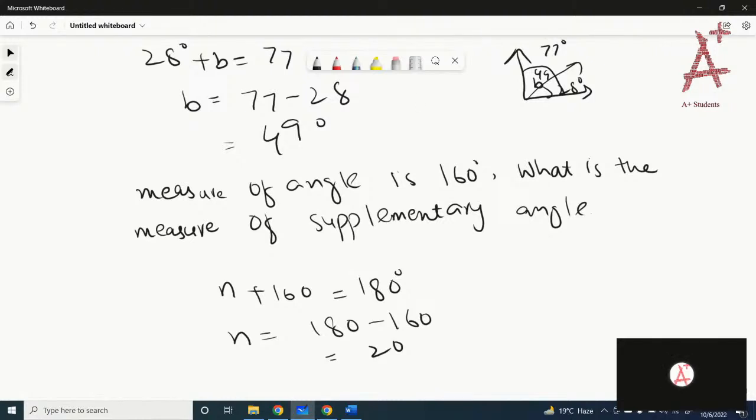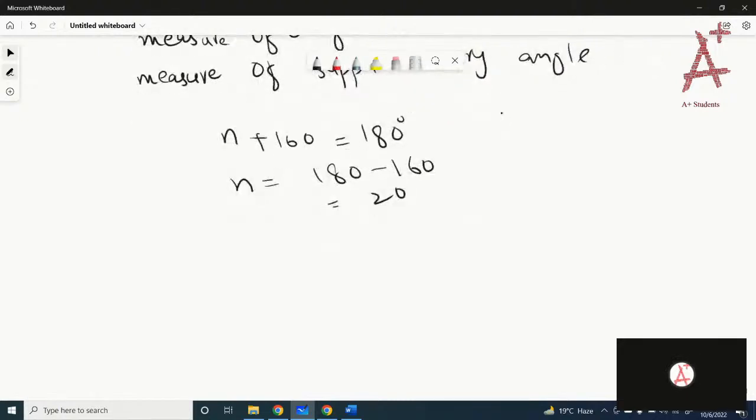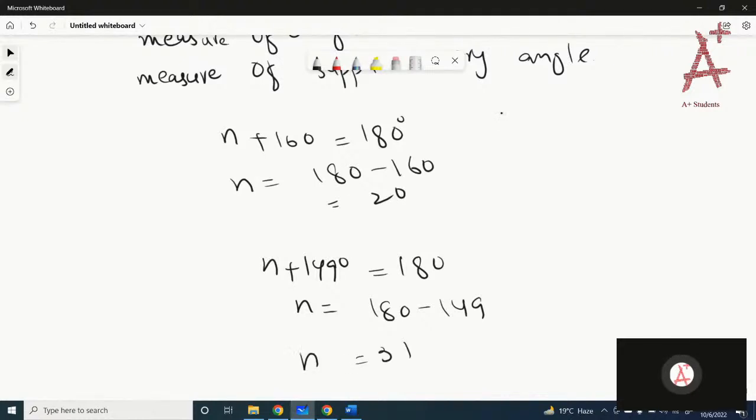Okay, the next one is the measure of an angle is 149 degrees. What is the measure of the supplementary angle? So n plus 149 equals 180 degrees. So shift the 149 to the other side, you will get your supplementary angle. So it would be 31. That means the supplementary angle is 31 degrees.